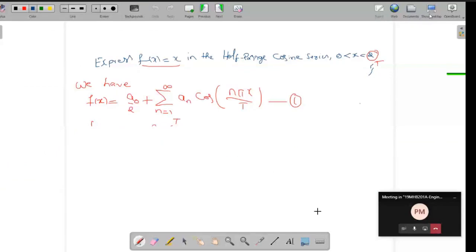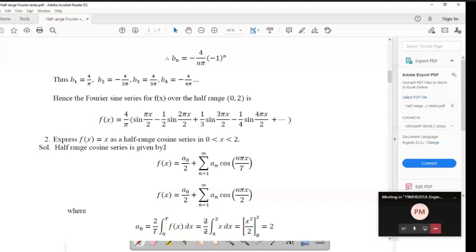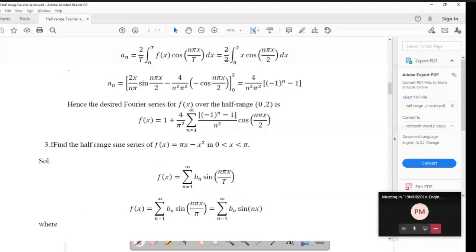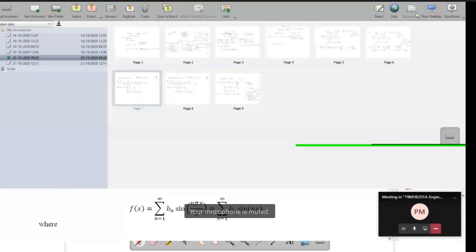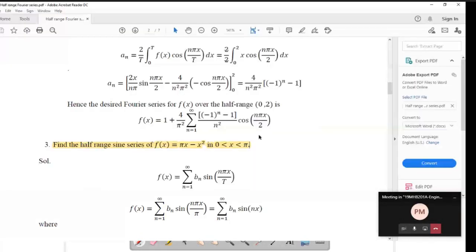Okay, thank you. So now we take one more example. That second example, which is cosine series, I think this is completed. Find the half-range sine series for the function f of x equals pi x minus x square in 0 less than x less than pi.